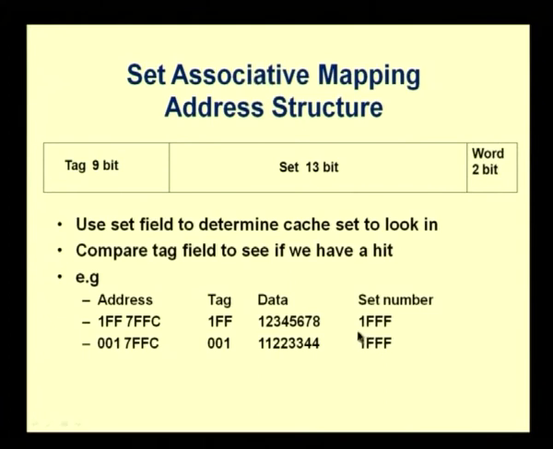The number you will get will be 1FFF. 1FFF will be the number that you get. The rest of them will form your tag field, that is 1FF will be your tag, and these 3 bits 001 will be the tag for this address. So, 1FF will be the tag for this block, 001 will be the tag for this block, and the set number for both of them will be 1FFF. So, by looking at the set number you will identify this particular set, and within that set you will do a comparison with the tag and identify which is the data that you need to pick up. That is what happens in the case of set associative mapping.